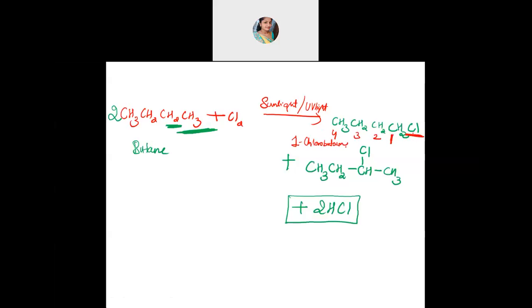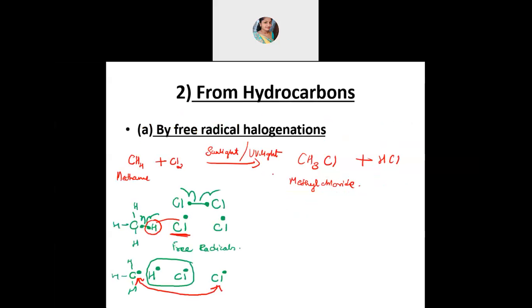Come to the second one. 1, 2, 3, and then 4. At the second position, there is a Cl group. So it is 2-chlorobutane. Okay, this is the second compound. So you can write down the names there. Now we'll go for the next reaction. This reaction was proceeding through a free radical mechanism. Free radicals are formed, which give you the product.